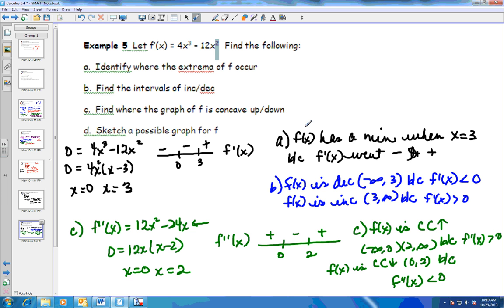And then part D, we're going to do some of these together where we are sketching a possible graph for a function given all this information. All right, so that is it for section 3-4.